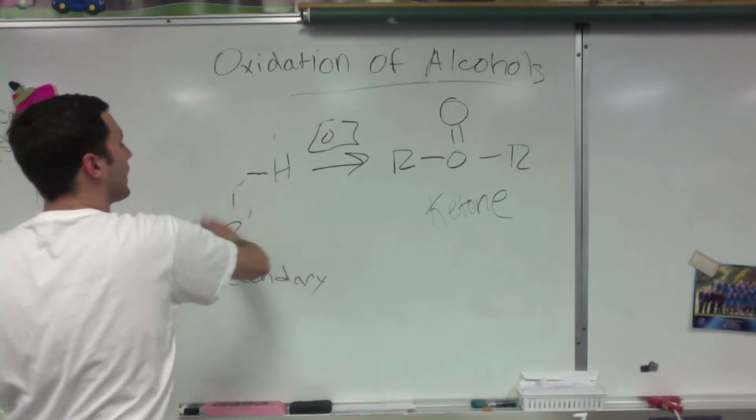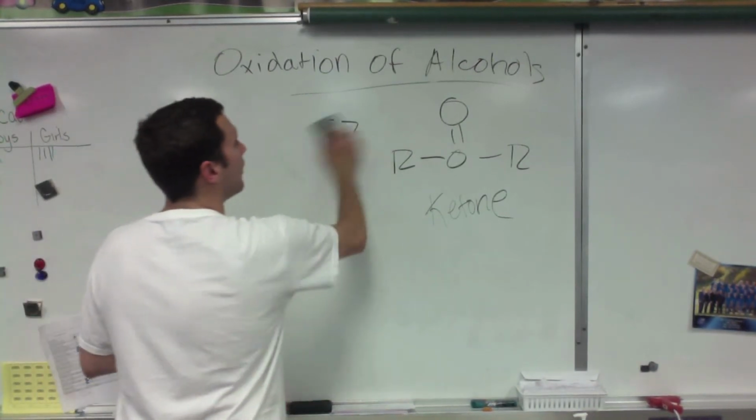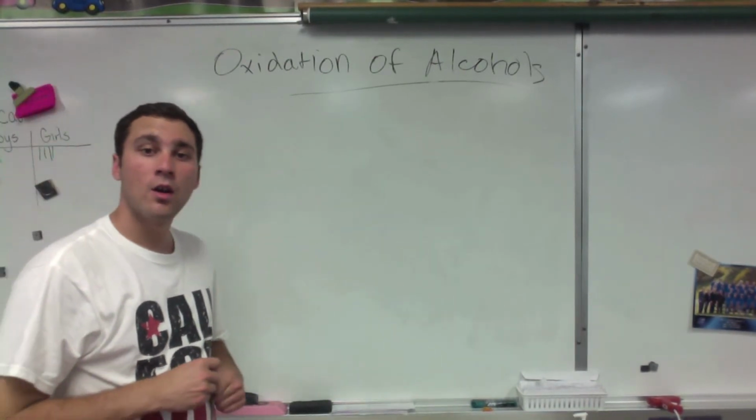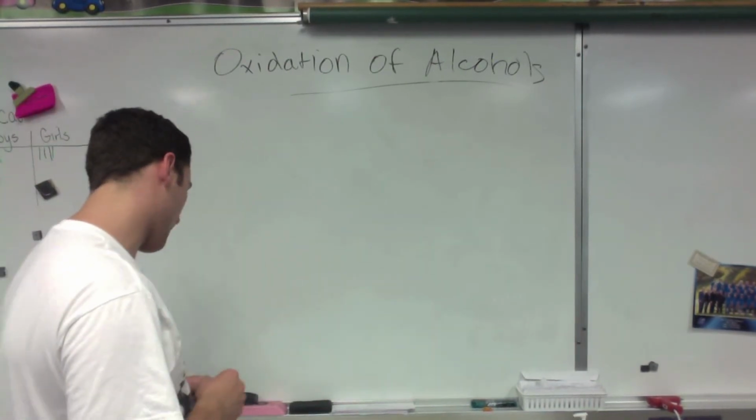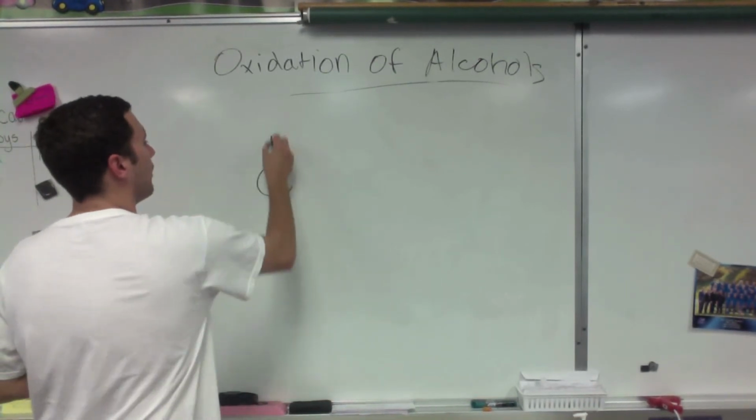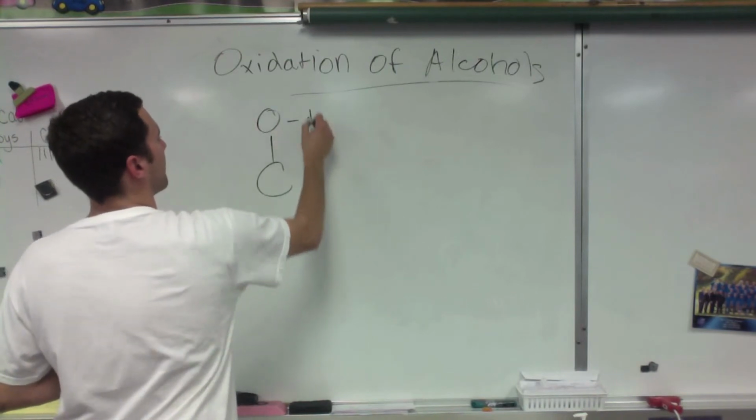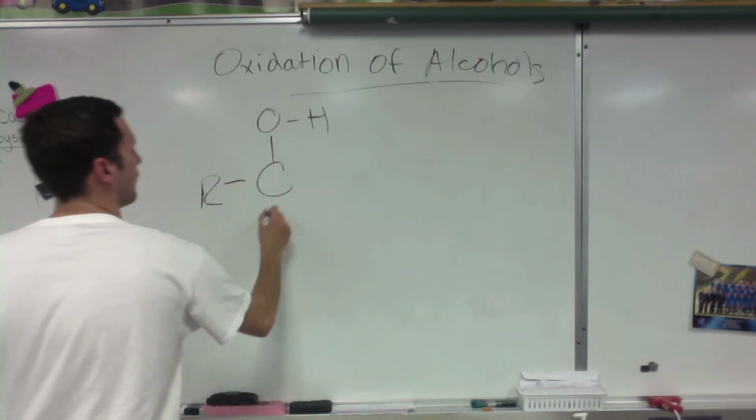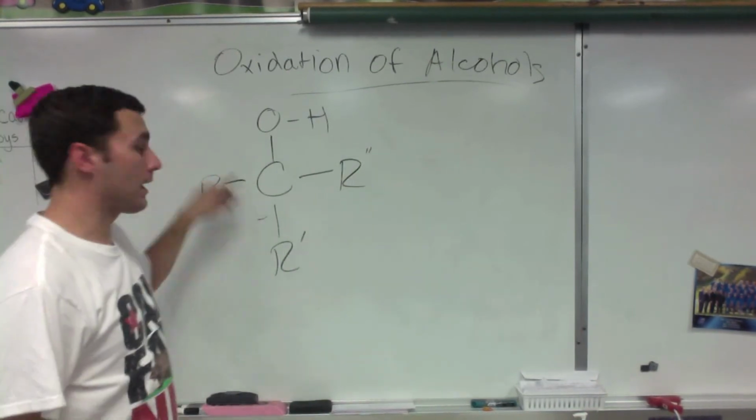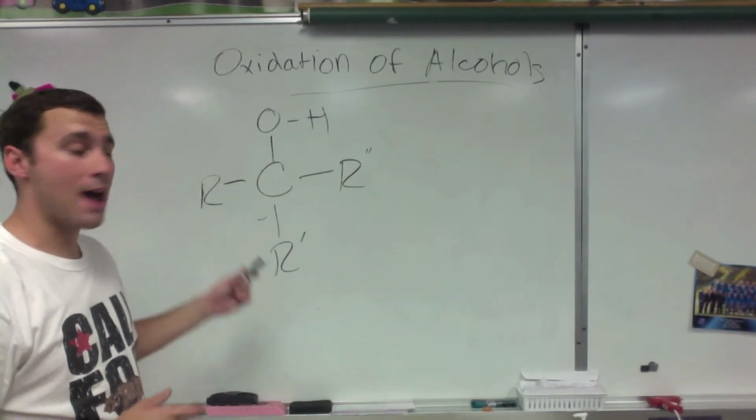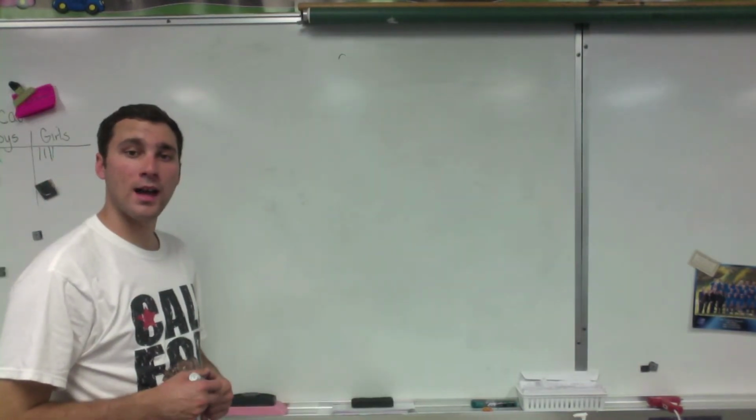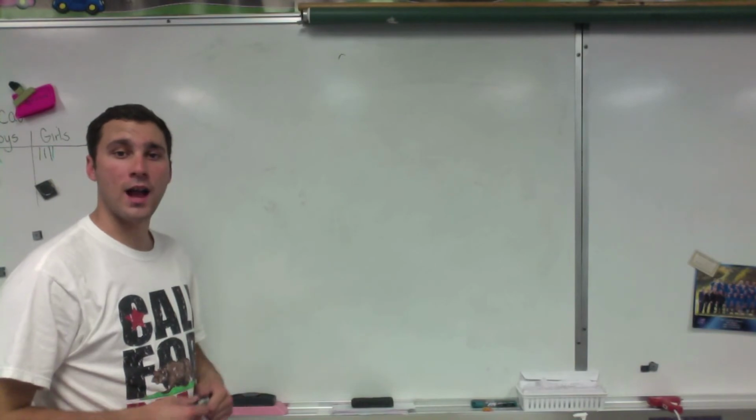Now, taking a look at tertiary alcohols, things get a little different. Tertiary alcohols do not react with an oxidizing agent because they don't have hydrogen on the carbon with the OH group. Because tertiary alcohols look like this. They have three R groups, so therefore they have no hydrogen to react with the oxidizing agent. Next, we're going to look at some real-life applications of reactions of alcohols.